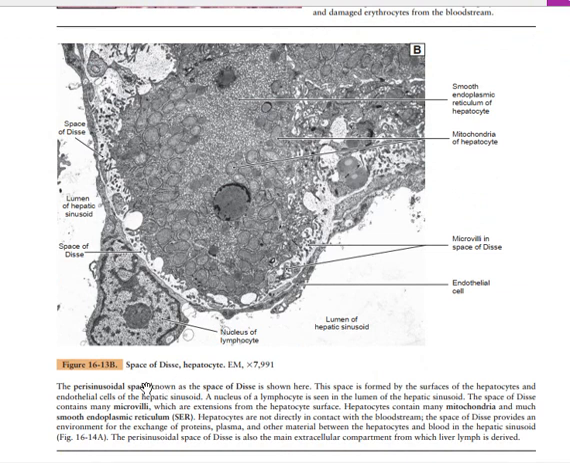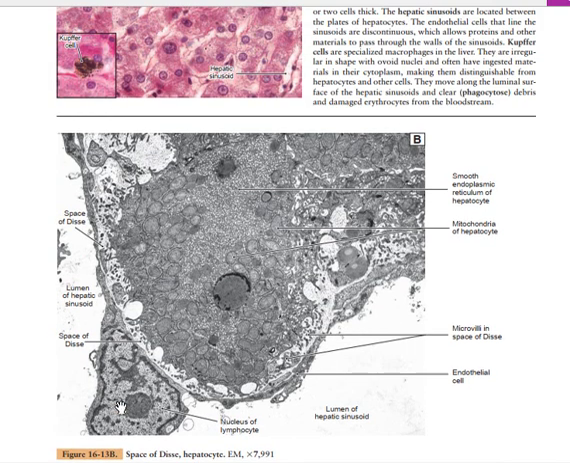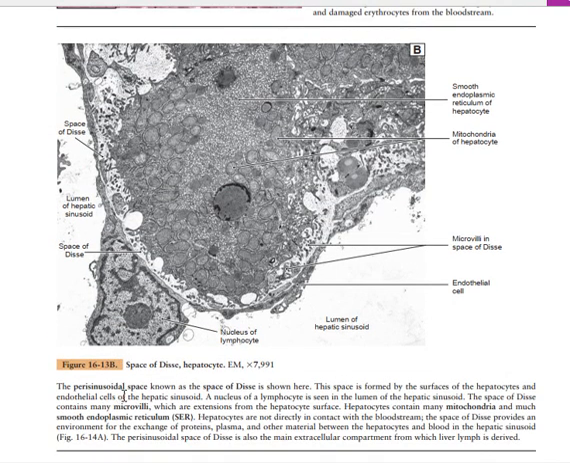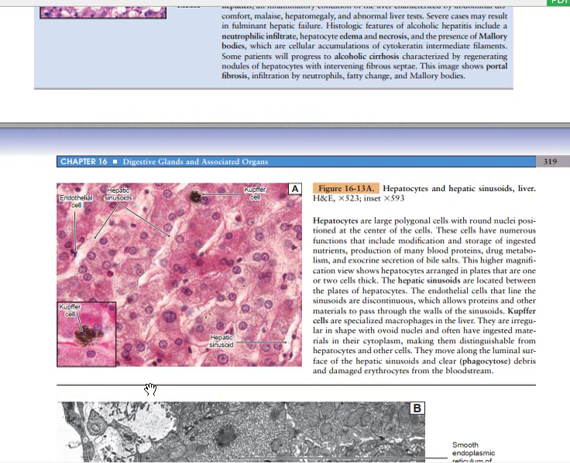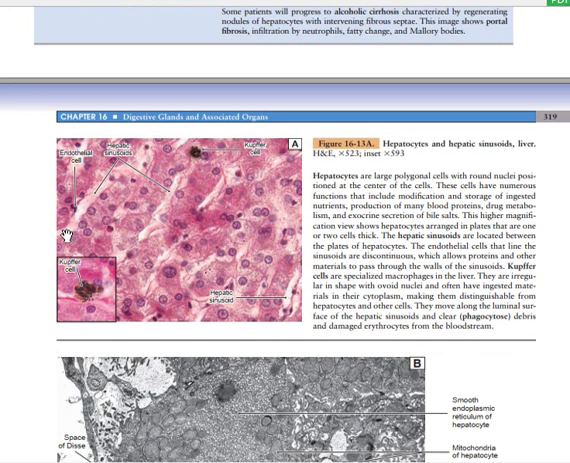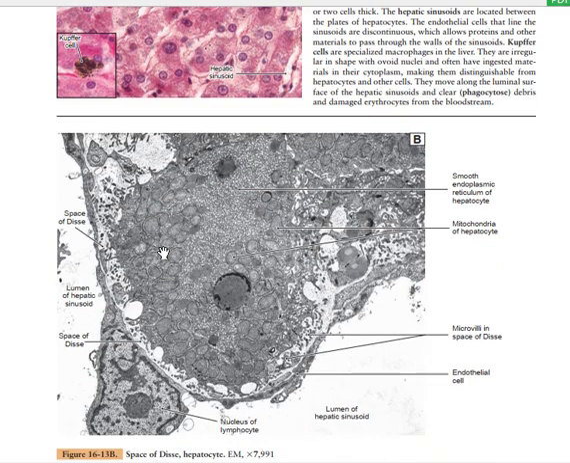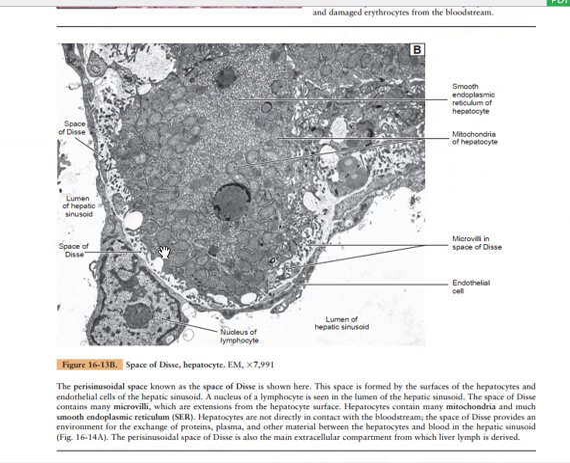So this is the perisinusoidal space, known as the space of Disse. This space is formed by the surface of the hepatocyte and the endothelial cells, because you also need to know that there are some endothelial cells inside the liver. So that space, which is bordered by the hepatocyte and the endothelial cell, is going to be called the space of Disse. Is it clear?